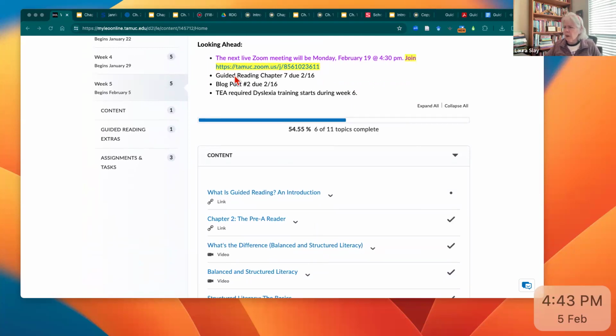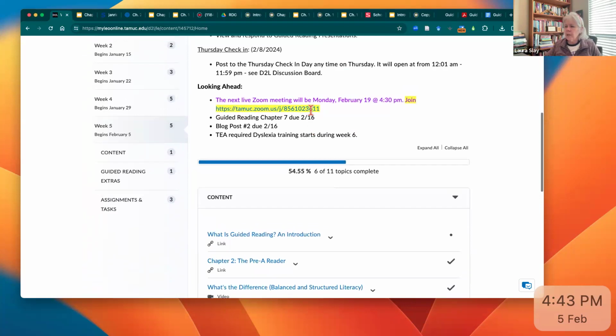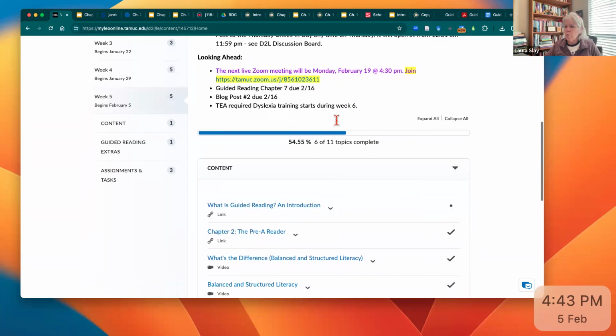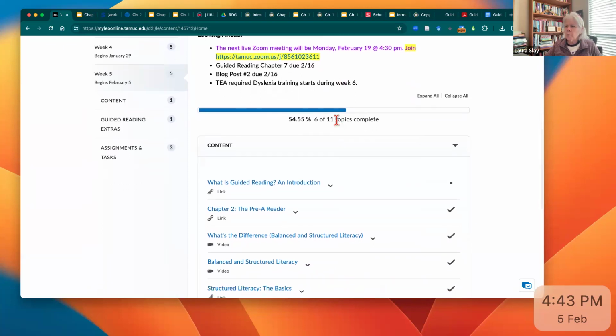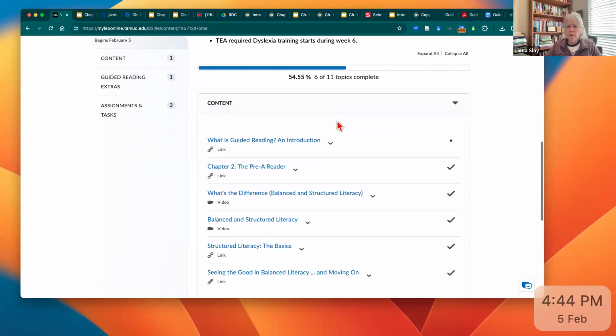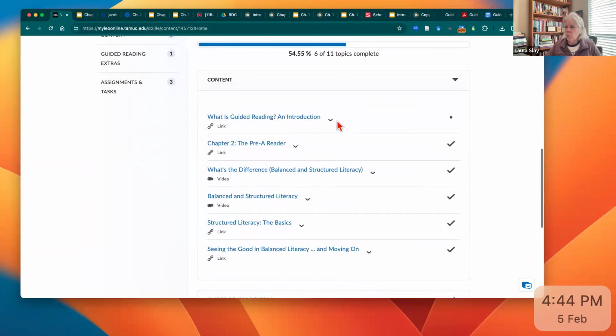I need to take off this guided reading chapter 7 because that really should, well, let me take that back. I don't need to take it off. If you haven't read it already, or it's not one of the guided chapters that you had to do, then please read it by the end of next week. And then, of course, blog post number 2 will be due at the end of next week. And then we'll start dyslexia training next week as well.